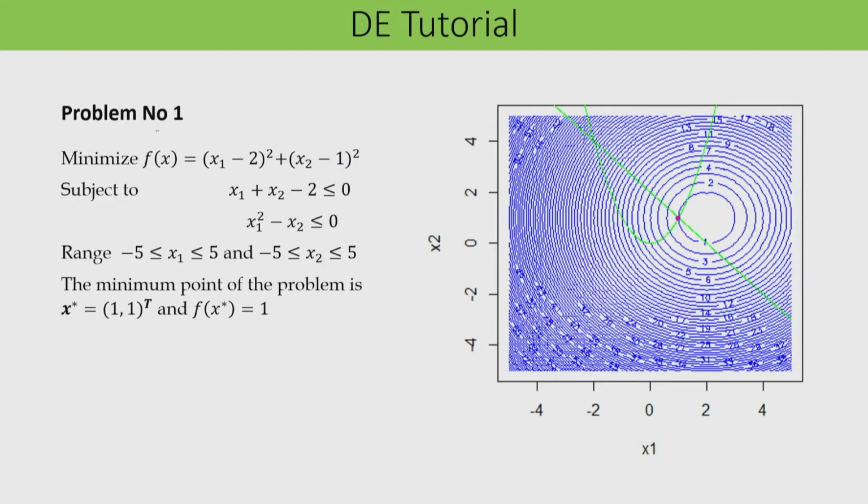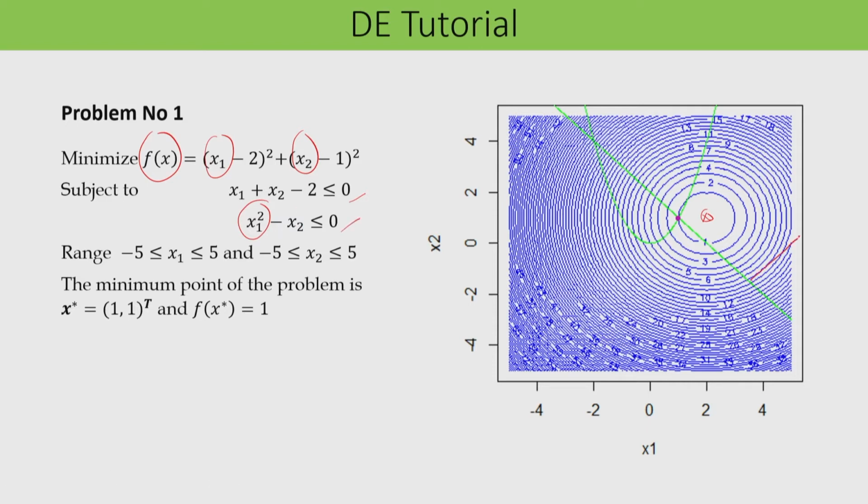The first problem is a minimization problem. It is a minimization of f(x), a function of two variables, x1 and x2: (x1 minus 2) whole square plus (x2 minus 1) whole square. The unconstrained optimal solution of this problem is 2 and 1. But we have two constraints here: x1 plus x2 minus 2 is less than or equal to 0, and x1 square minus x2 is less than or equal to 0.